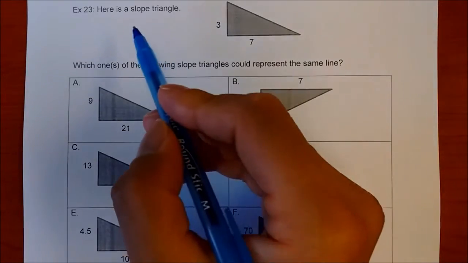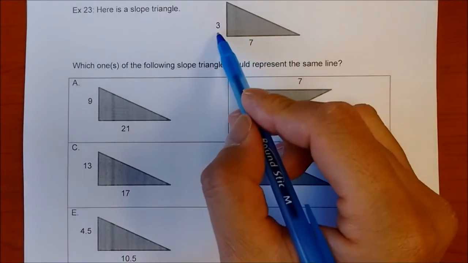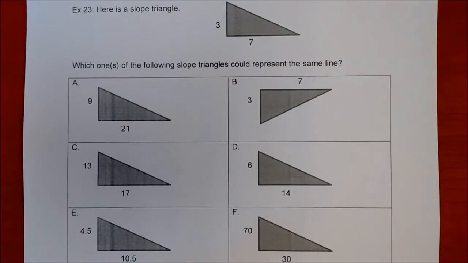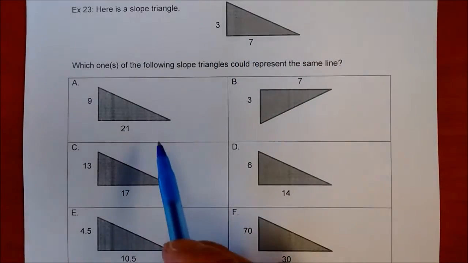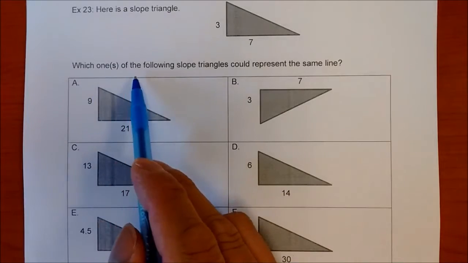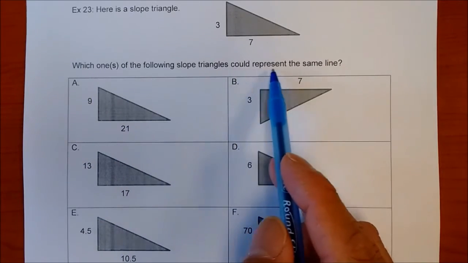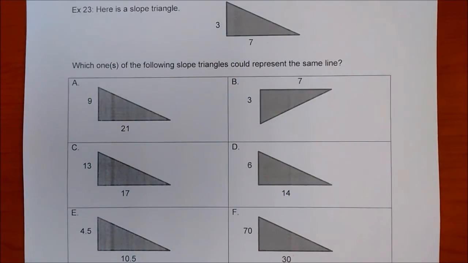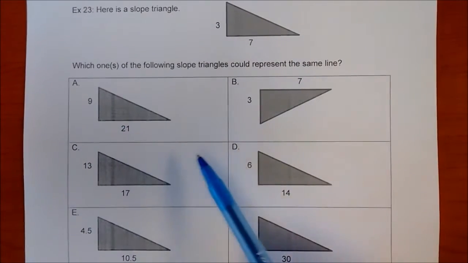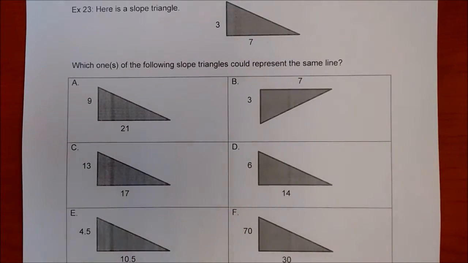In this example, we have a sloped triangle with these measurements, and the task here is to decide which one or ones of the following sloped triangles could represent the same line. So you have a choice of A, B, C, D, E, and F. Now for this one, I just want you to discuss with your neighbor what you think the answers are, and after a few minutes, pause the video, and after a few minutes I'll come back and discuss it with you here.